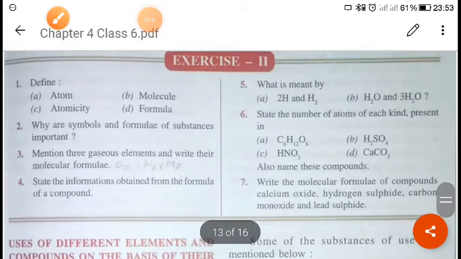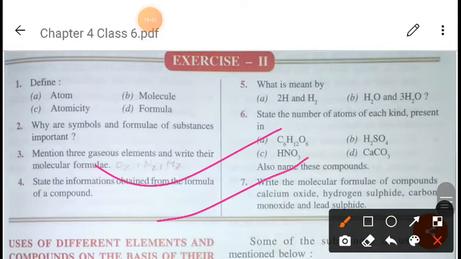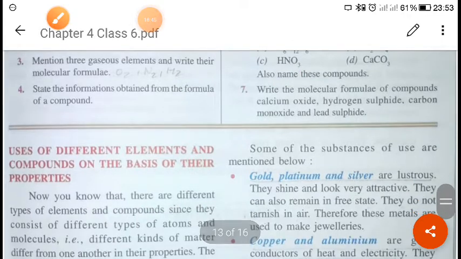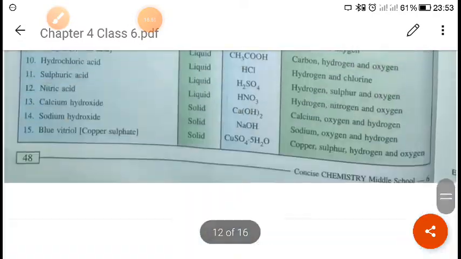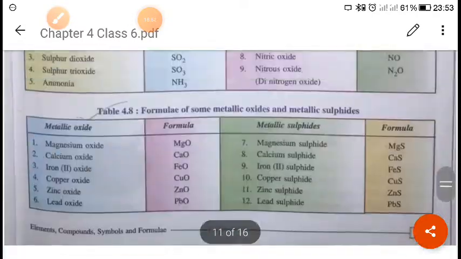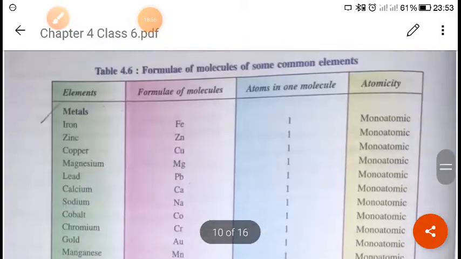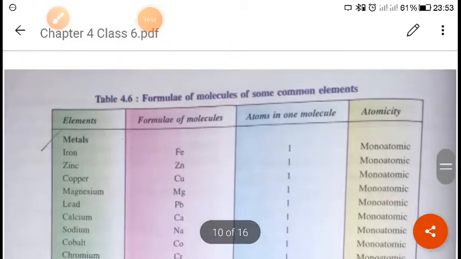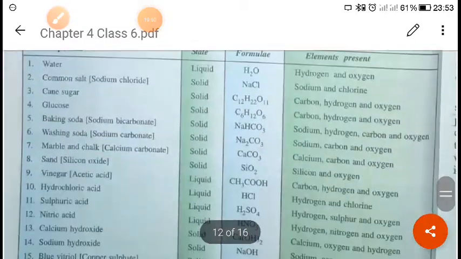So now try to do this exercise. In the next class we will discuss the uses of different elements and compounds on the basis of their properties. I hope today you have understood what a formula is and how we have to write a formula, right? So keep up with this.